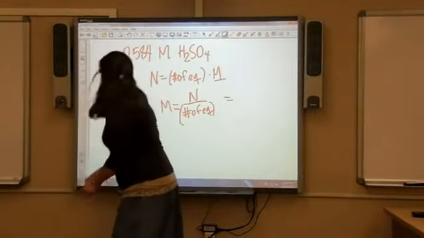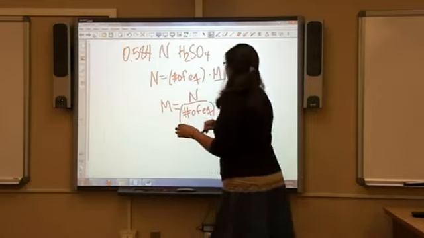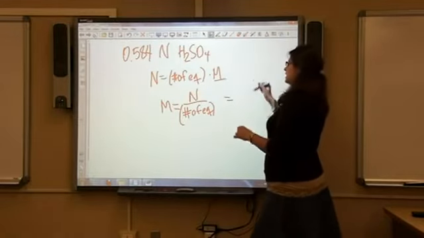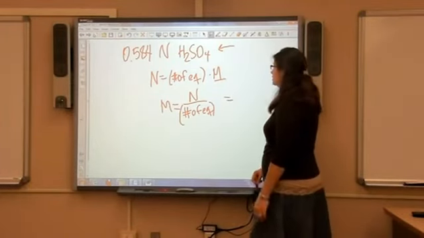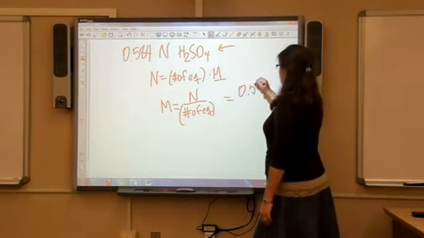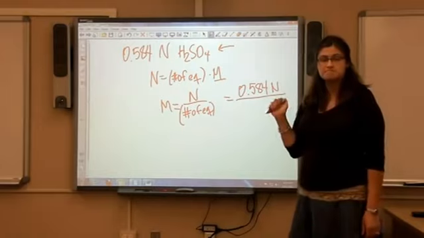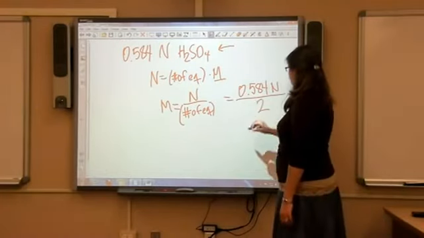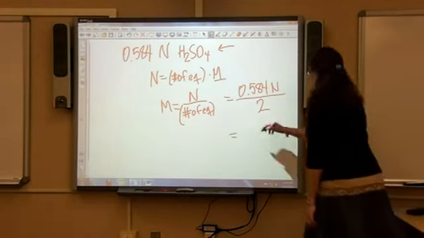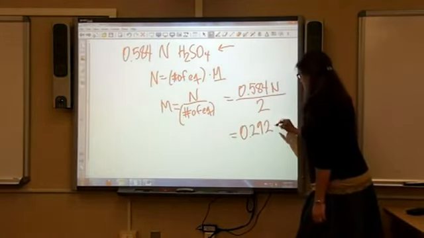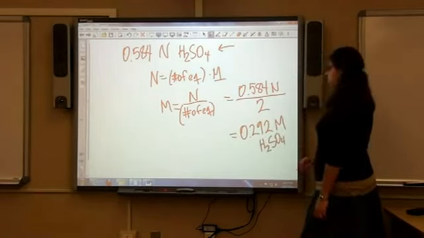I can tell it's getting late because I'm making mistakes all over the place. I apologize. So this is what we came up with from our answer from 2 slides ago. That's what we're going to put into this equation. How many equivalents should I have here? 2. I have 2 H's. So you should get 0.292 molar H2SO4.